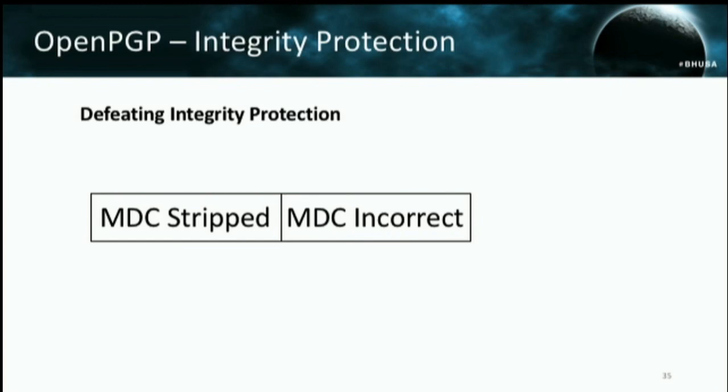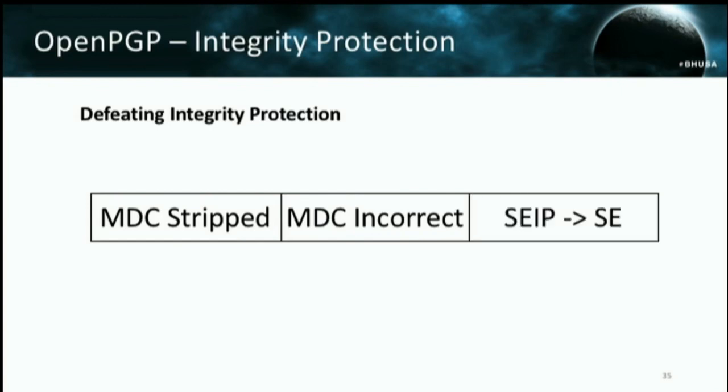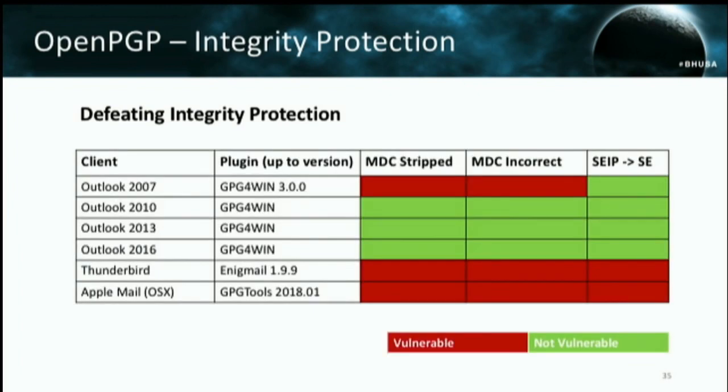And we also tried a downgrade attack: converting an SEIP package, a symmetrically encrypted and integrity protected package, to a symmetrically encrypted package without integrity protection at all. We tested that for the email clients Jens showed in the beginning, and we picked the major email clients here. We will see a larger overview later. We can see that Outlook 2007 with GPG4Win 3.0.0 was vulnerable to the stripped and the modified MDC, but not to the downgrade. Thunderbird with Enigmail 1.9.9, as well as Apple Mail with GPG Tools 2018-01, were vulnerable to all three possibilities to get around this integrity protection.